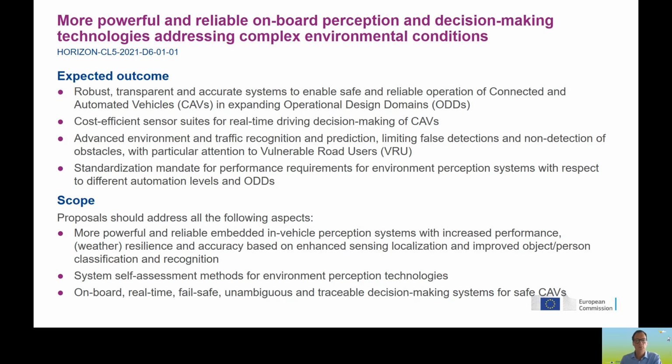Cost-efficient sensor suites for real-time driving and decision-making of CAVs is an important factor there. And also the advanced environment and traffic recognition is important to do prediction, to limit false detections and non-detections of obstacles, and especially taking into account vulnerable road users such as pedestrians and bicyclists. In the end, the standardization mandate for performance requirements for the environment perception with respect to the different levels of automation and various operational design domains.